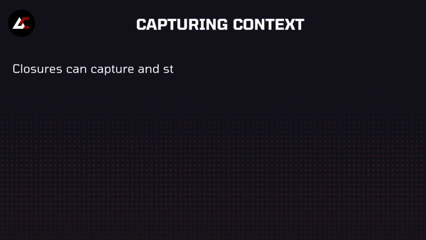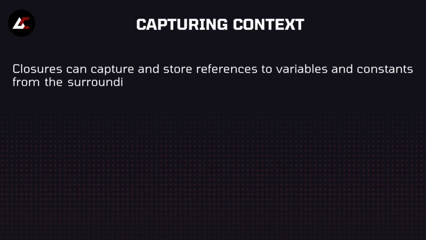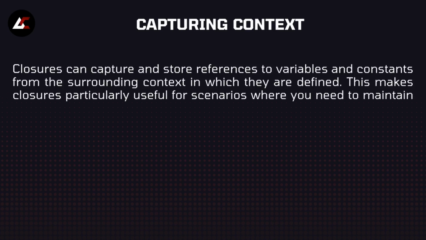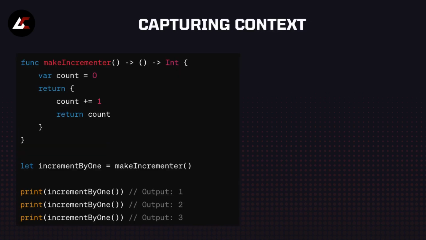Capturing context. Closures can capture and store references to variables and constants from the surrounding context in which they are defined. This makes closures particularly useful for scenarios where you need to maintain state across multiple invocations. As per this example, make incrementer creates a closure that increments a variable and returns its updated value. This closure can be repeatedly called to track the incremented count.